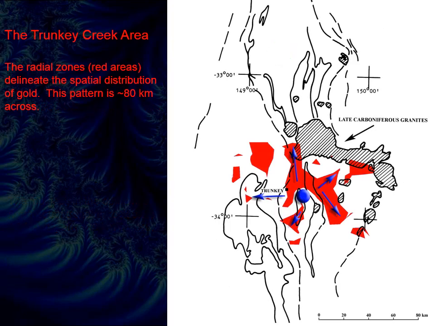The Trunkey Creek area showing the radial zones delineating the spatial distribution of gold. This pattern is approximately 80 kilometers across. Note that the center for the radial distribution of gold, that is the blue circle, shows near coincidence with the structural center.